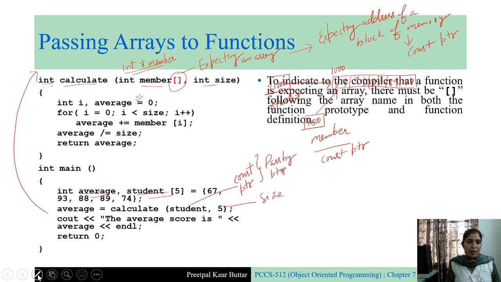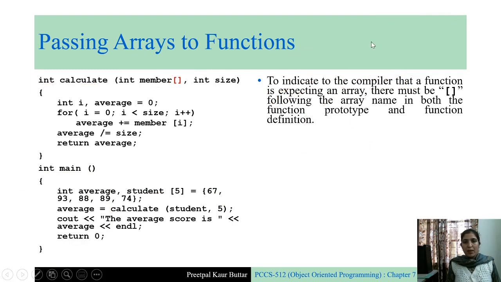So let me erase the content on the slide. To indicate to the compiler that a function is expecting an array, there must be square brackets following the array name in both the function prototype and the function definition, right? C++ automatically passes arrays by reference.